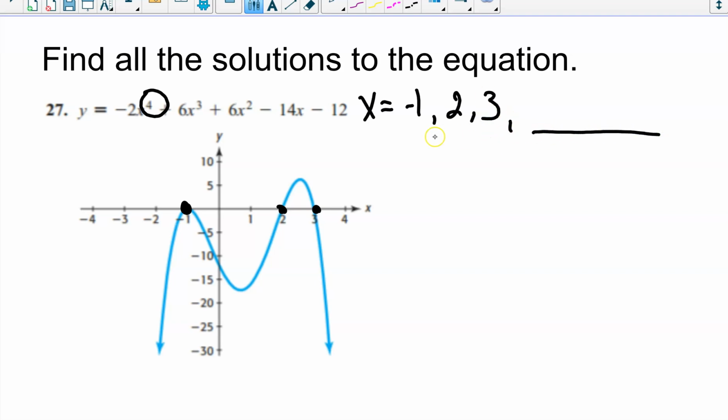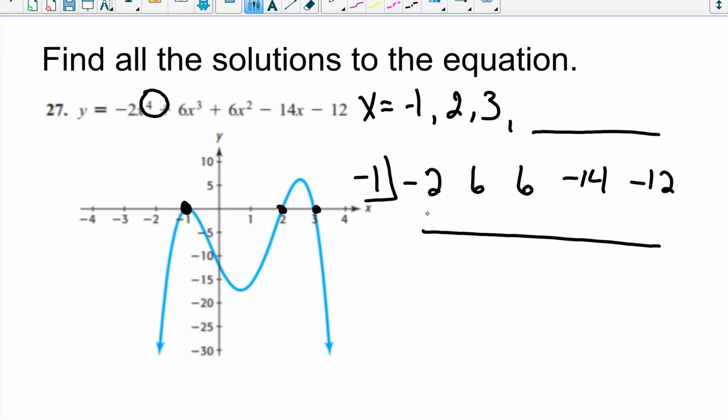So you could start with any of these. I'm just going to start with -1, and I'm going to use synthetic division to bring this down here to simplify this. So -2, 6, 6, -14, and -12. And if you did synthetic division on that, -1 times -2 is 2. 8. -1 times 8 is -8. I'm going to add those. That's -2. -1 and -2 is a +2. So that's -12. And then -1 and -12 is a +12.